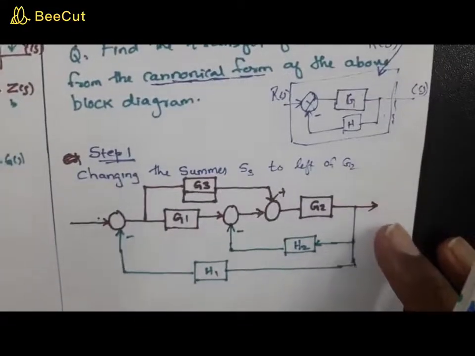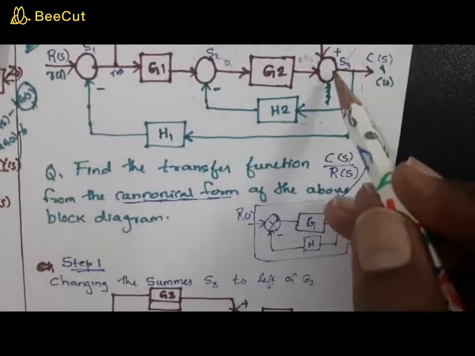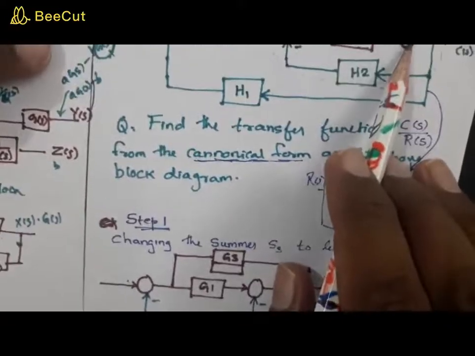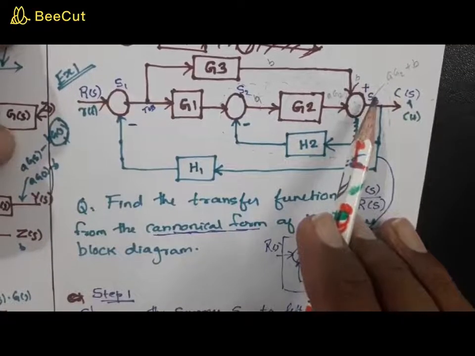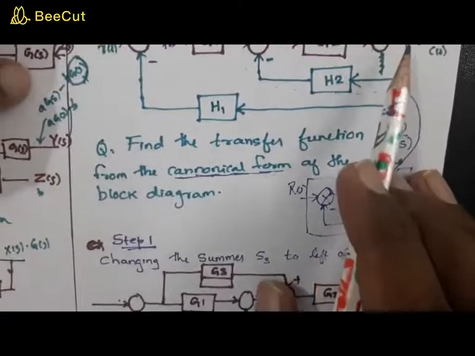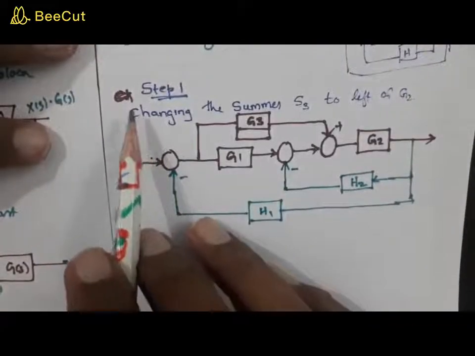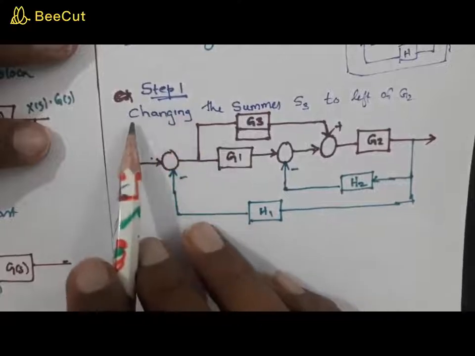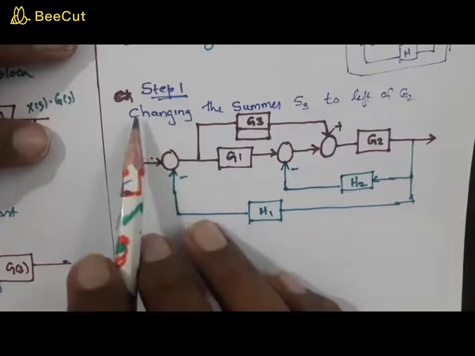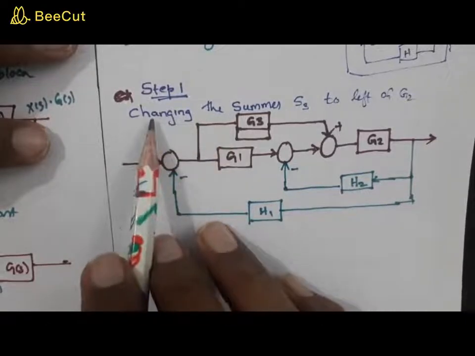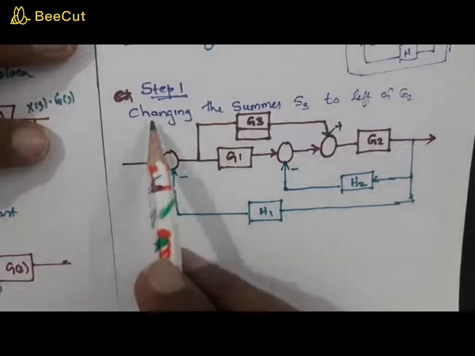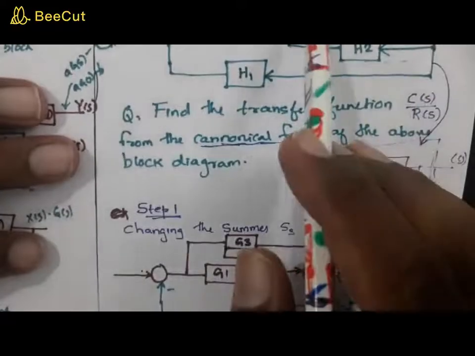Now, as I told you, I have here a figure where I have transferred the position of S3. For the meantime, I have named the summers as S1, S2, S3. It's not necessary, but it will be nice, because you must show the step. So you should name the step, what you're doing, or rather write the algorithm or the steps. So what you are doing, you must specify, then only you can draw the diagram. So the first step is changing the summer S3 to the left of S2.